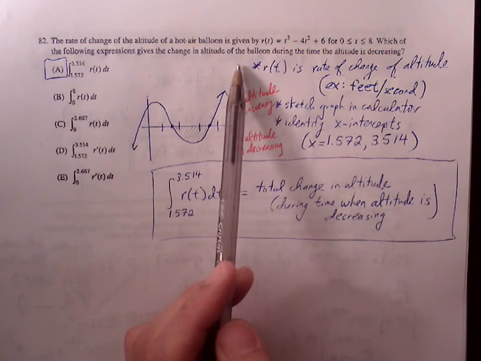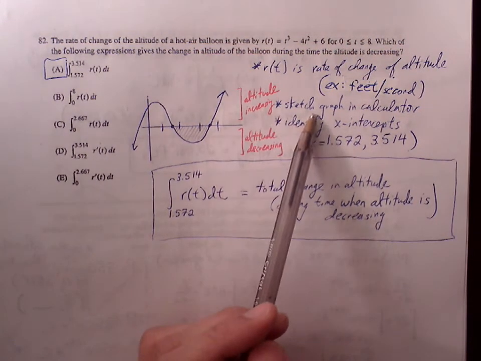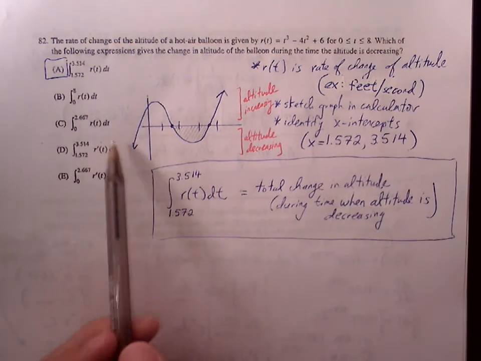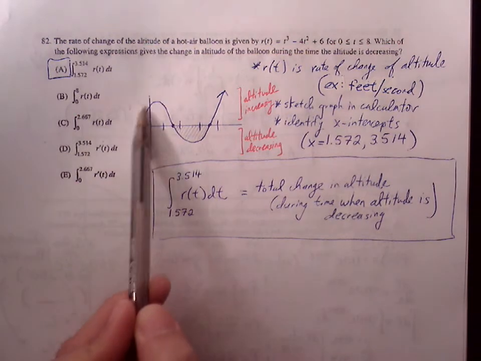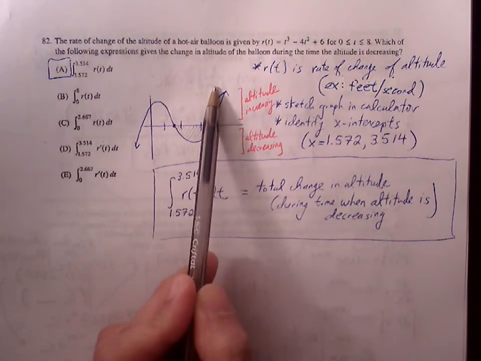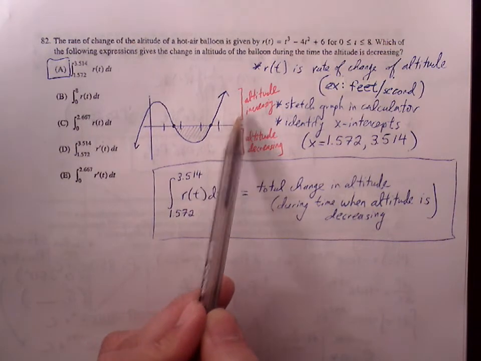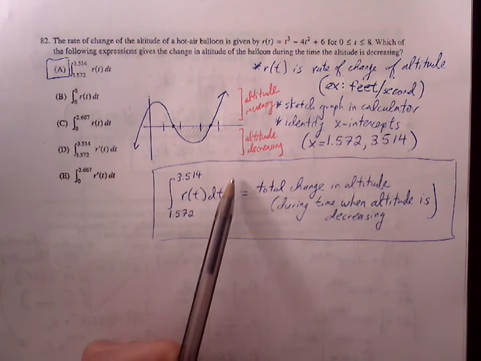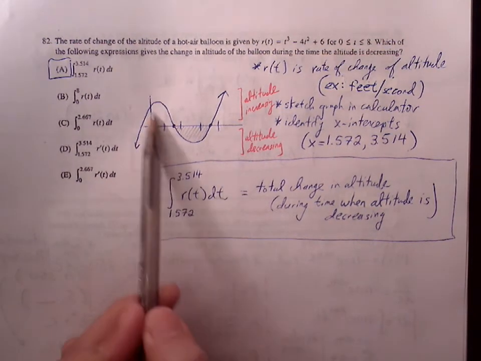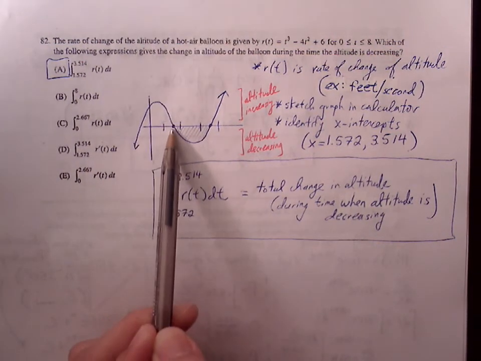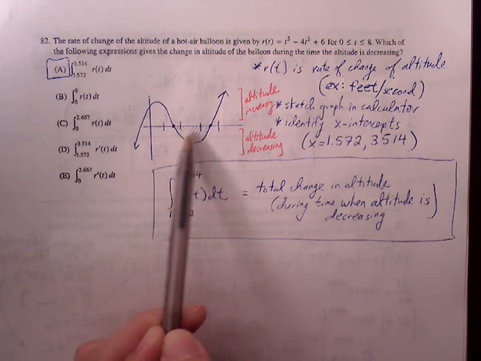So what we can do is graph this in the calculator and identify some important points here. So here's my R of t function. Whatever is above the x-axis indicates where the altitude is increasing. Whatever is below is where the altitude is decreasing, because my R of t function represents the rate of change of altitude.